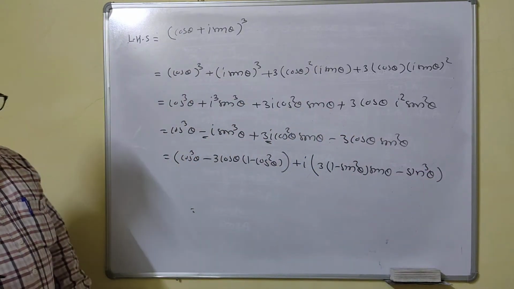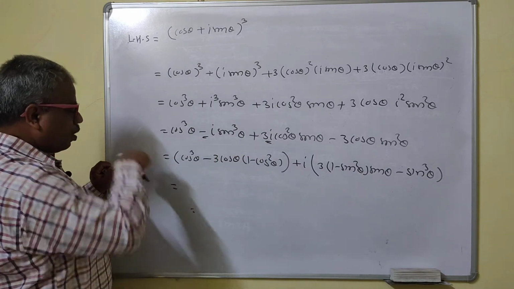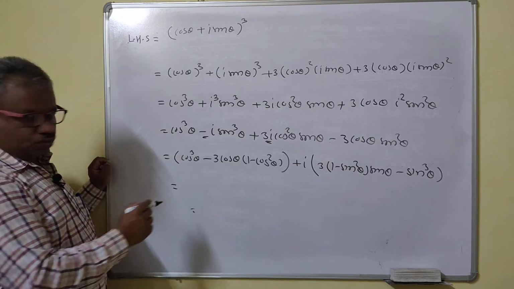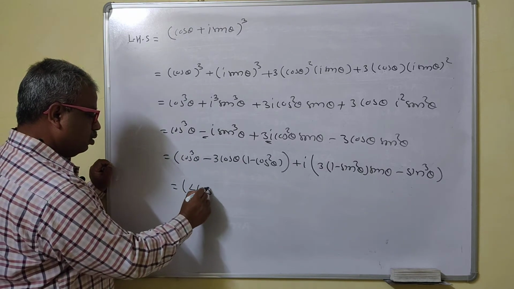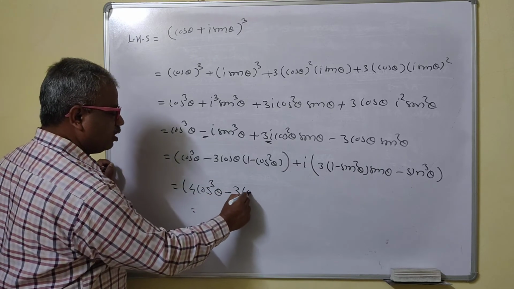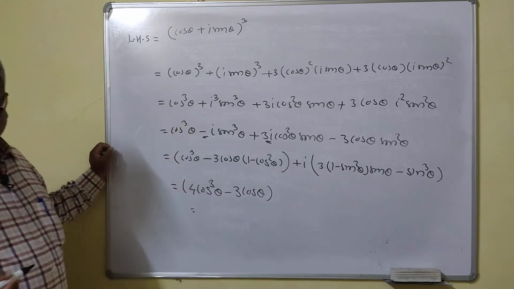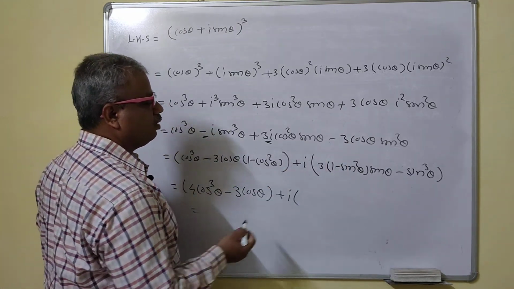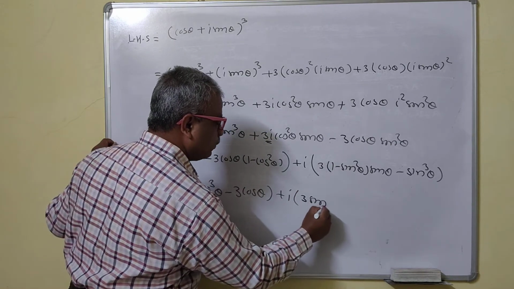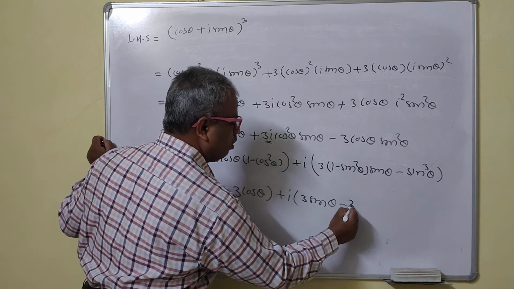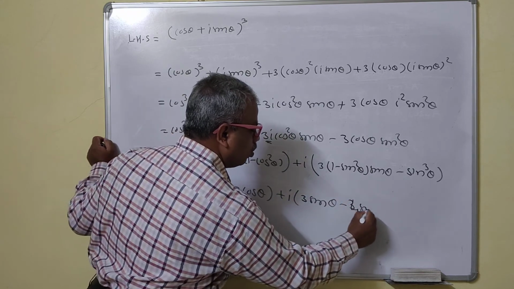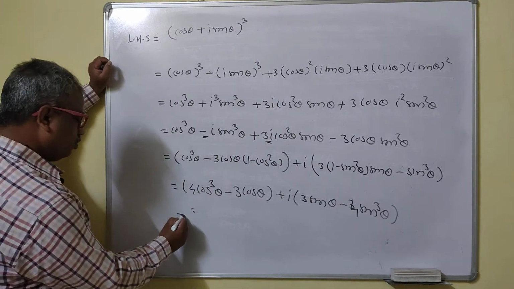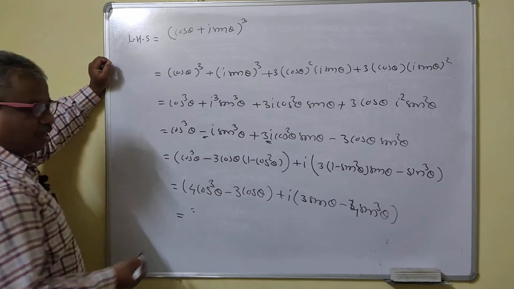Now simplify this one. This is cos cube theta plus 3 cos cube theta, so this is 4 cos cube theta minus 3 cos theta, plus i times the collected terms: 3 sin theta minus 3 sin theta minus the other sin terms, so this is 4 sin cube theta. So this is equal to 4 cos cube theta minus 3 cos theta.